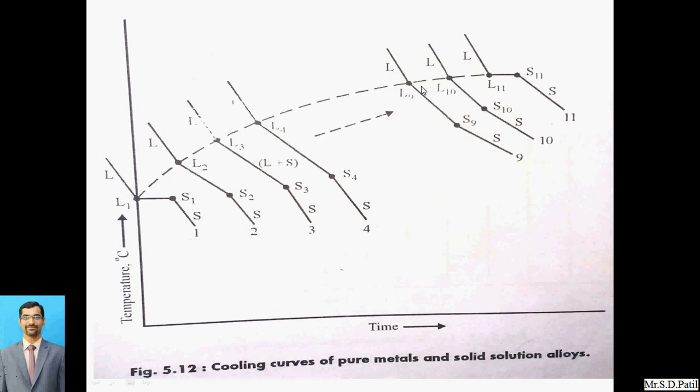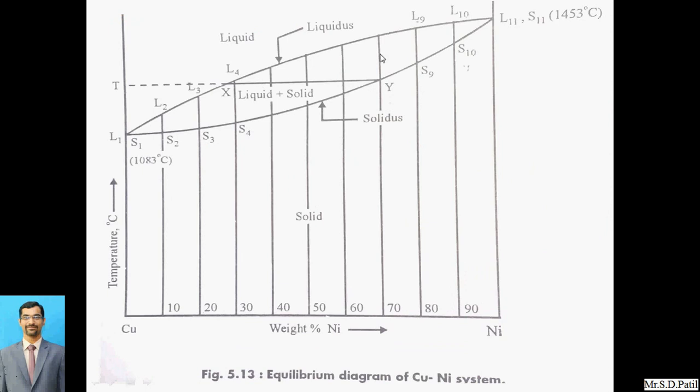So transfer these temperatures to the temperature versus composition graph as shown in the next figure. Here all of those have been shown, and these two lines, L1, L2, L3, we have joined, and again S1, S2, S3, S4 we have joined over here. Sorry, this will be the temperature and this will be the percentage of nickel we are adding. For the first metal, the temperature will be shown as 1083 degrees Celsius, and at nickel it will be 1453 degrees Celsius.